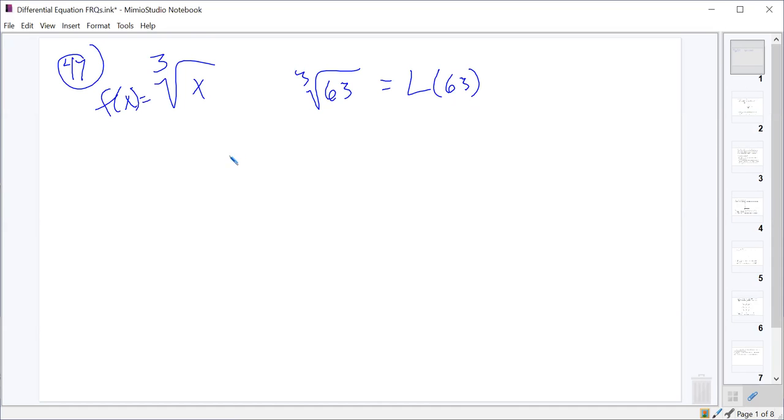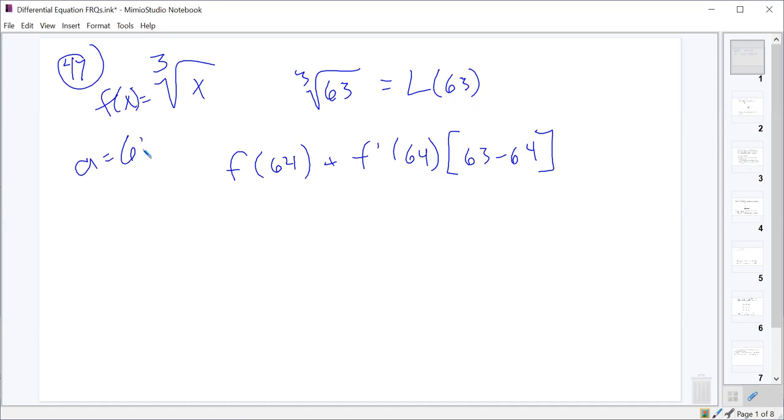And L of 63 should be equal to F of 64 plus F prime of 64 times 63 minus 64. That's your linearization. F of A, and remember A is the value that you can evaluate f of x at easily. So f of 64 plus f prime of 64 times 63 minus 64. This is the actual approximation for the cube root of 63.